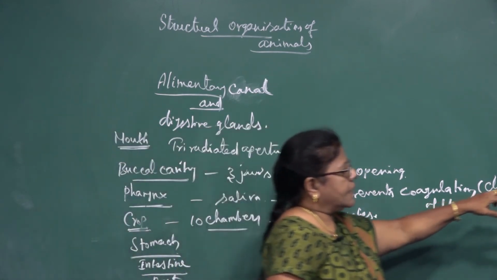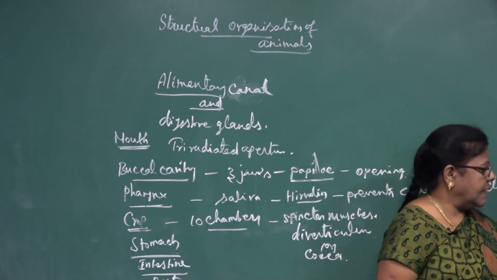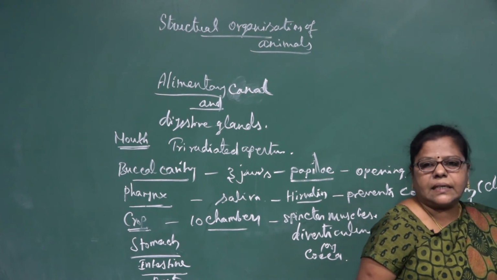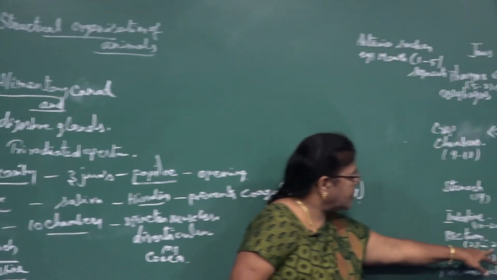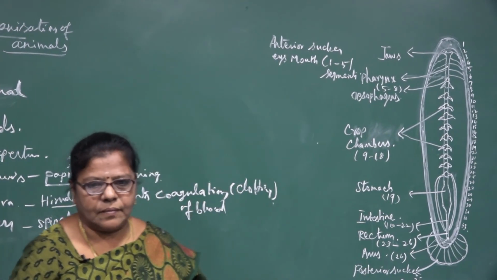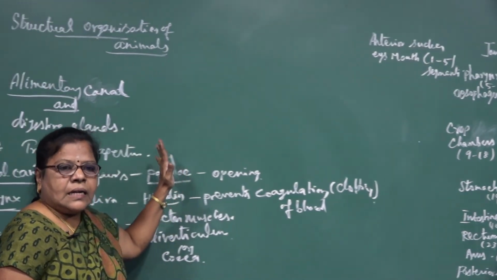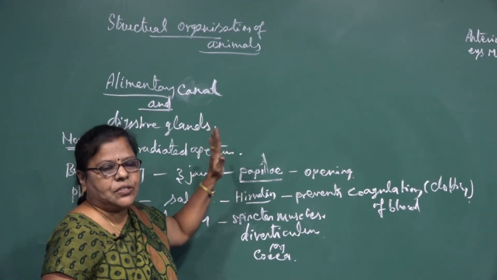The crop is located in the 9 to 18 segments. The stomach is located in the 19th segment. The intestine is located in the 20 to 22 segments. The rectum is present in the 23 to 26 segments, and the anus is present in the 26th segment. So this is the structure of the alimentary canal, that means the structure of the digestive system.